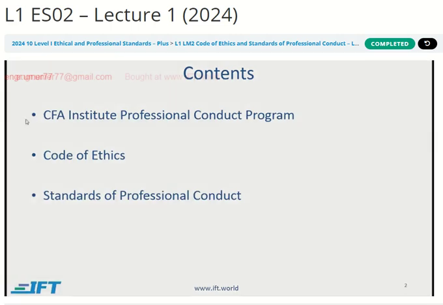There are three major points covered in this particular reading. The first one has to do with the CFA Institute Professional Conduct Program. The second point is the Code of Ethics. There are 6 elements here and you need to know each of them. And finally, we will cover an overview of the standards of professional conduct.